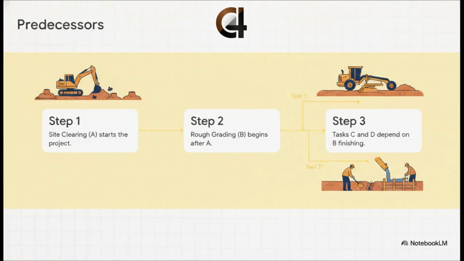Makes total sense, right? But then things get a bit more complex. At step 3, both trenching, which is activity C, and pouring concrete, activity D, share the exact same predecessor, B. That means the second rough grading is done, your project splits. You can have 2 entirely different crews out there working at the exact same time.